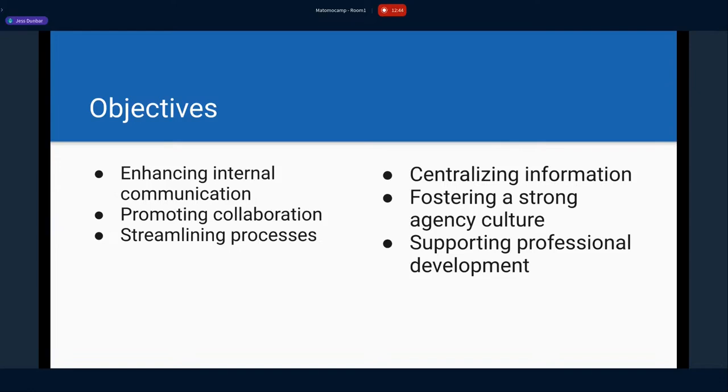Fostering a strong agency culture. Intranets that contribute to building a cohesive agency culture can definitely be encouraging engagement, sharing successes, creating a sense of community, and then of course supporting professional development. So training resources, training materials for skill development and career advancement. And then to evaluate the success of these objectives, agencies need to use specific metrics to align with each goal. So in the following sections, we'll explore different types of metrics that are right in your Matomo to help you measure progress effectively.